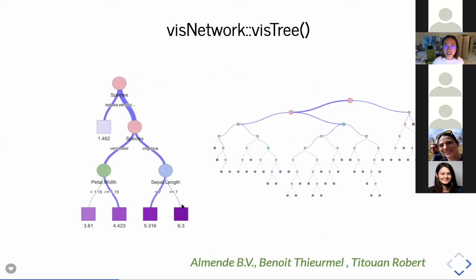Another function is tree from visNetwork, and this package draws really beautiful trees, but I'm not really sure how informative, meaningful, or interpretable this tree is. In this case, it's regression; I think they're predicting the petal length from the iris dataset on the left here.